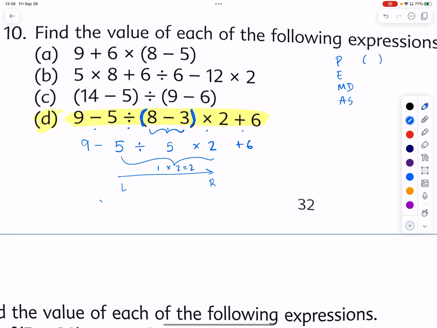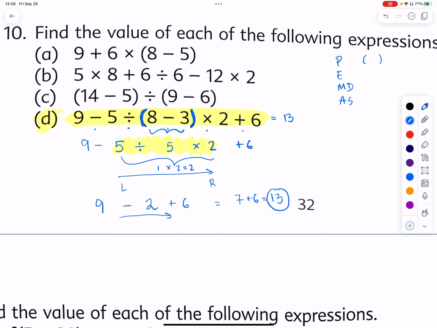Wonderful. Let's rewrite it. 9 minus this entire chunk simplifies to just beautiful 2 plus 6. And the result is, again, we compute minus and plus just left to right, and the result is 7 plus 6, which is 13. The answer is 13. If you got 13, I'm really happy.